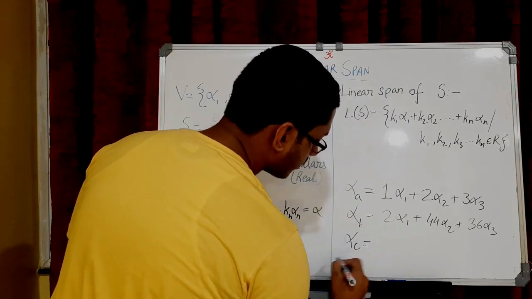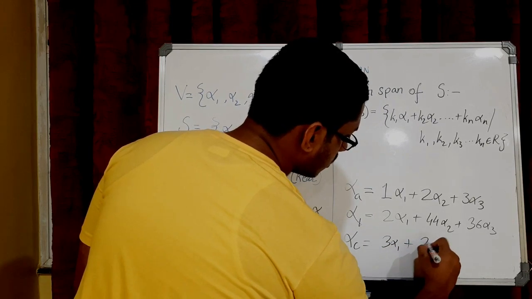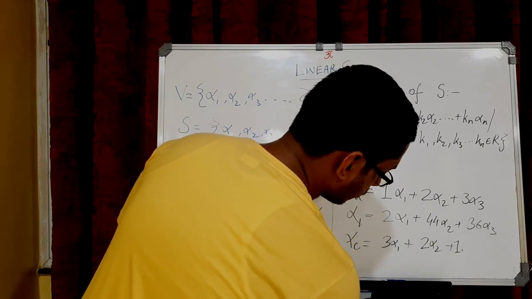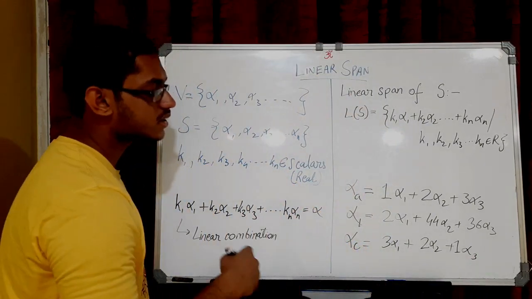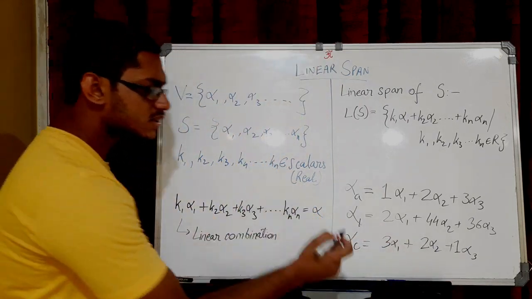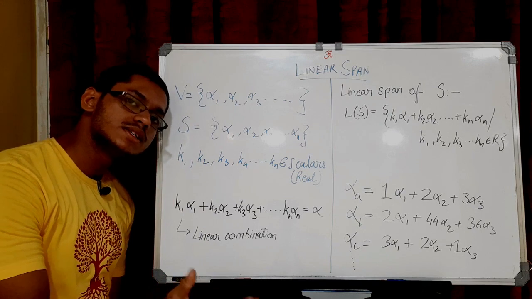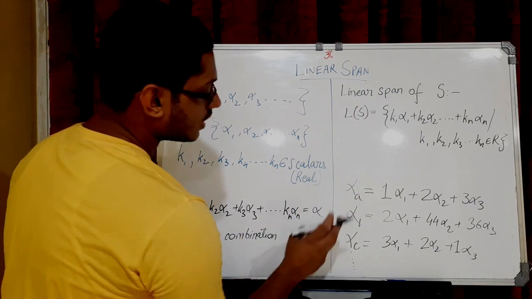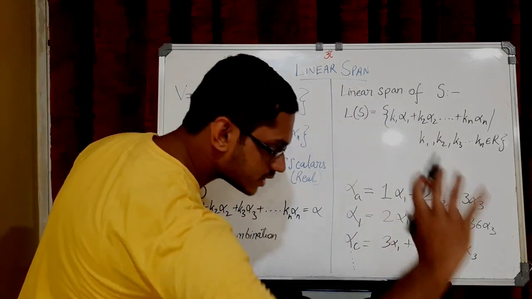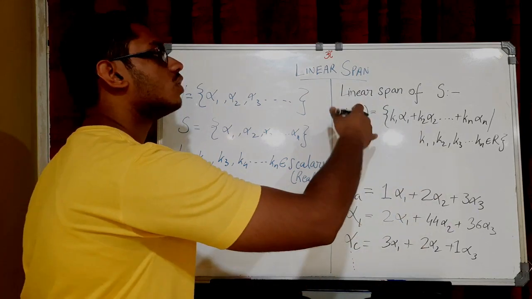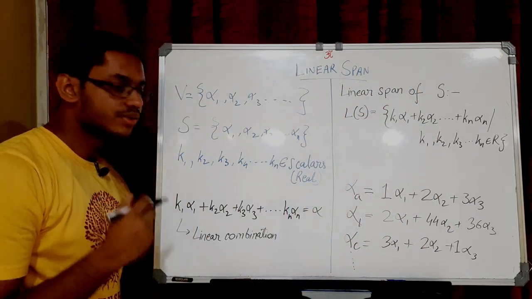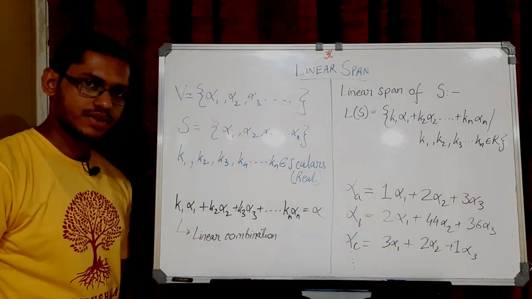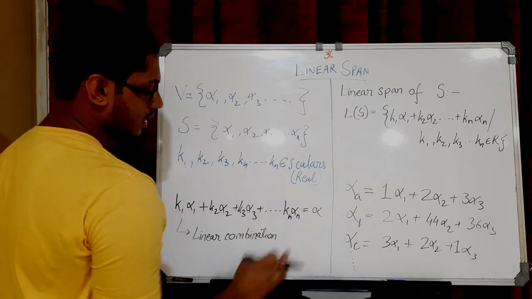Like this many infinite possibilities come. Now I can write alpha c equals 3 alpha 1 plus 2 alpha 2 plus 1 alpha 3. Like this, infinite possibilities are possible. The collection of all these possibilities is the linear span of S. So like this the linear span is defined, infinite possibilities combined together.